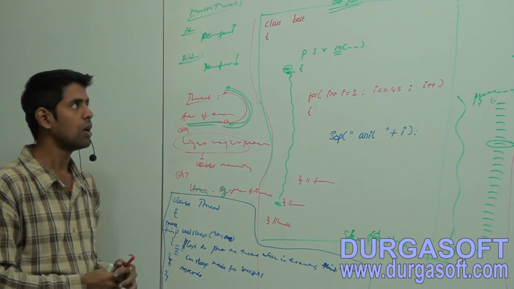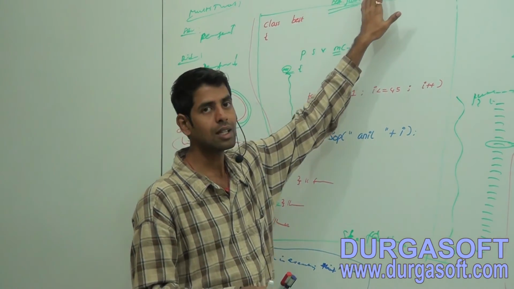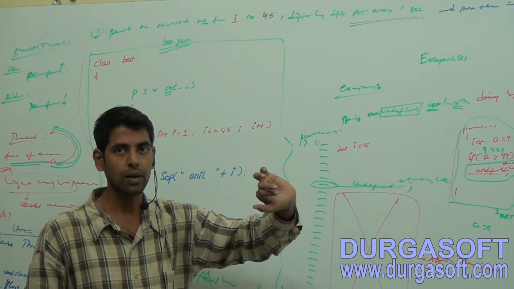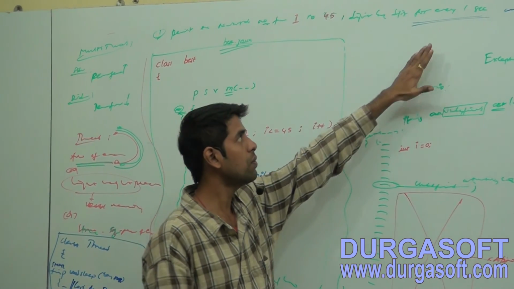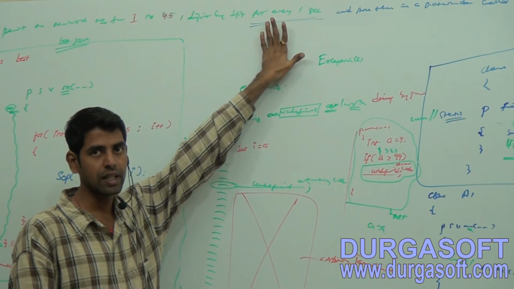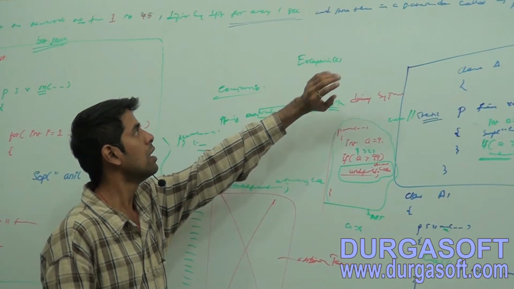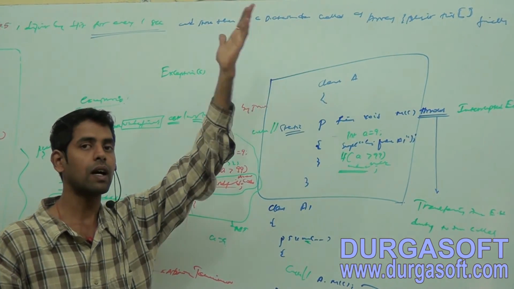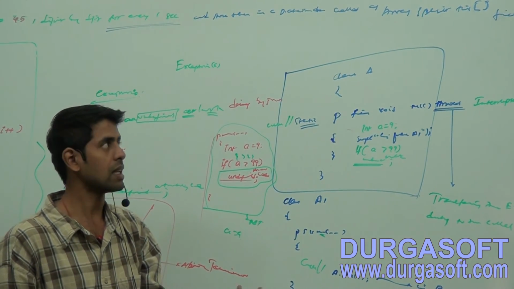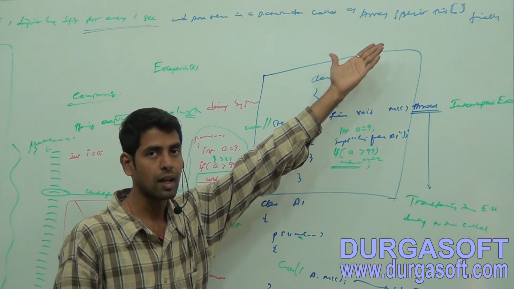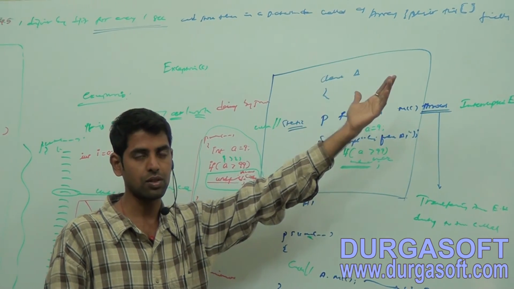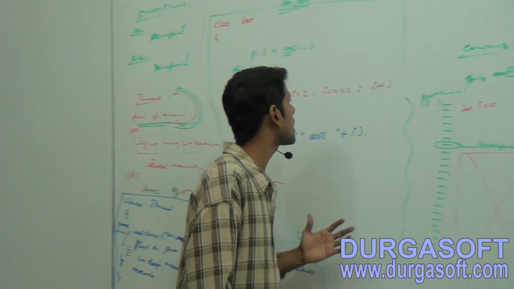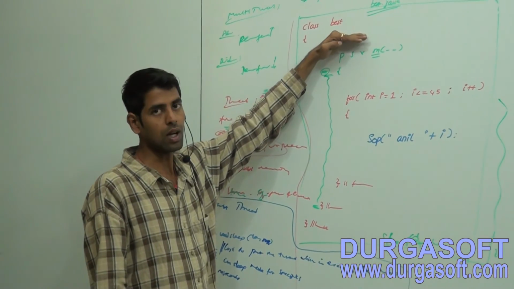Now we have one requirement. What is that? Print natural numbers from 1 to 45 digit by digit for every 1 second, and store them in a data structure called an array, and finally print the array containing the elements. This is our requirement. So first I am developing that application without using multi-threading.